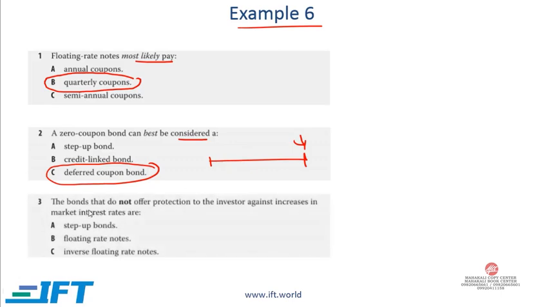The bonds that do not offer protection to the investor against increases in market rates are step-up bonds, floating rate notes, or inverse floating rate notes? Actually, the best answer here is inverse floating rate notes, because if the interest rates in the market go up, then the rate paid by this particular bond actually comes down. That's why it's called an inverse floater.